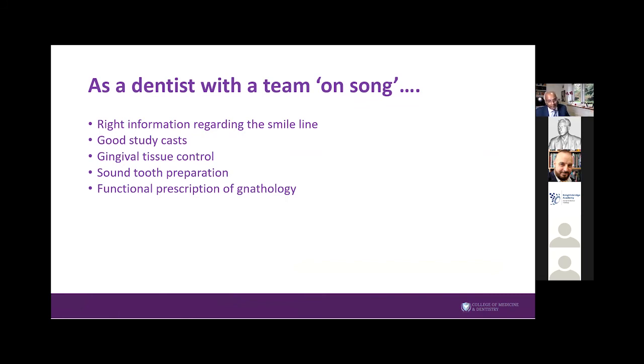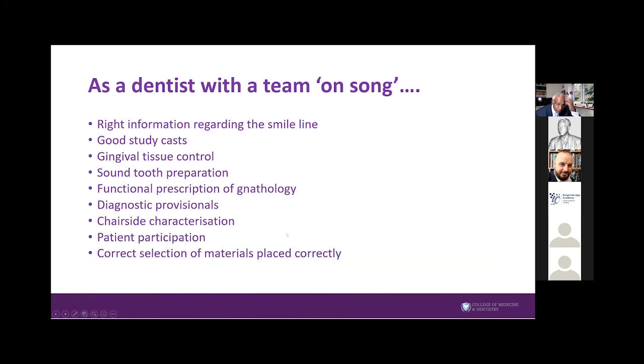Yes, and Ziad, we all know, is already brilliant. Yes, and of course the functional prescription of pathology with Ziad as well. Diagnostic provisional, see, not temporaries, chair-side characterizations, patient participation, which means we talk to the patient correctly, selection of materials placed correctly. And we'll teach you about all the different materials, why some are rubbish, some are not. But we have to use rubbish in some circumstances, whether we like it or not.